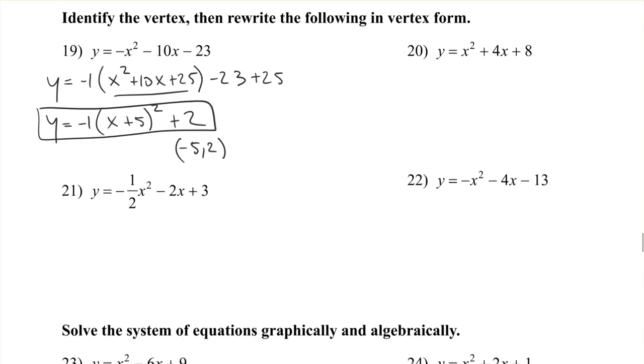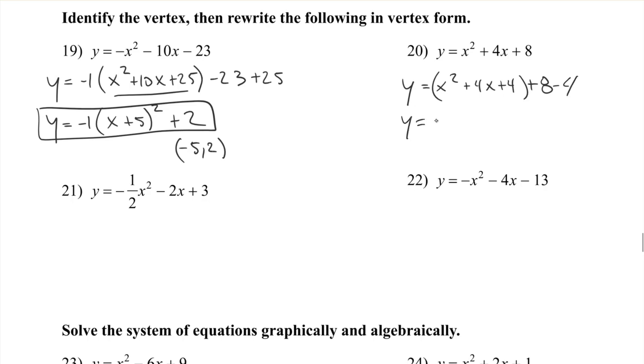20, the same thing, except we don't need to factor. What's half of 4? It's 2. 2 squared is 4, so this is y equals x squared plus 4x. Put this 8 out here. And what do we add to this? We're adding 4 to it. And so what do we need to do? To the 8, we need to do the opposite of adding 4, so we need to subtract 4 out here.